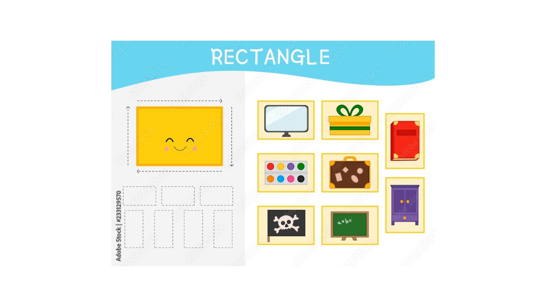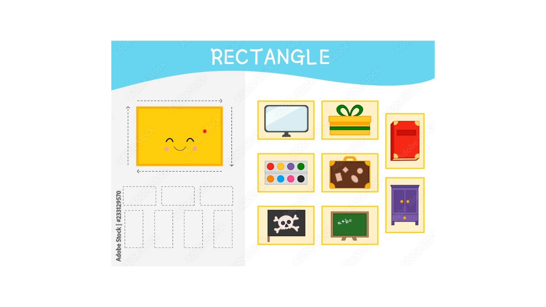As you can see here, this is the rectangle shape. The rectangle shape is just like the square shape. It has 4 sides. The square has 4 sides also, but the sides of the square are all the same. They all have the same length. But in the rectangle shape, the sides are not the same.